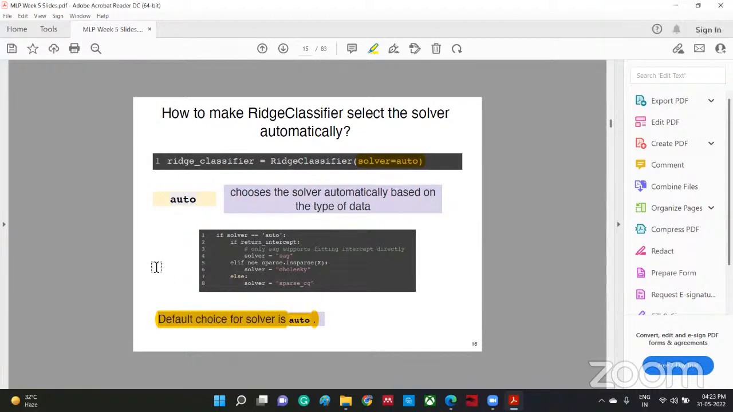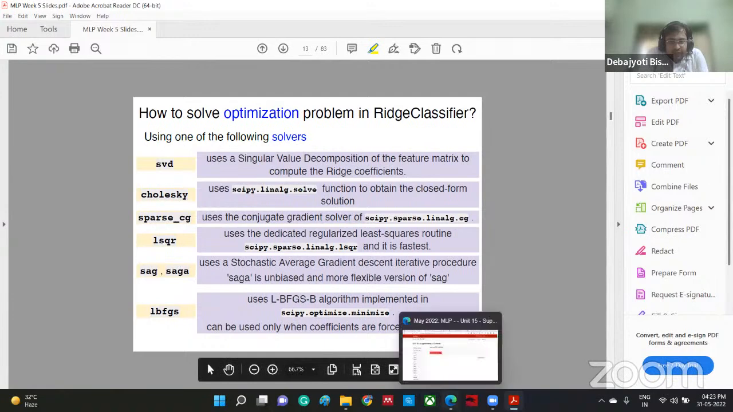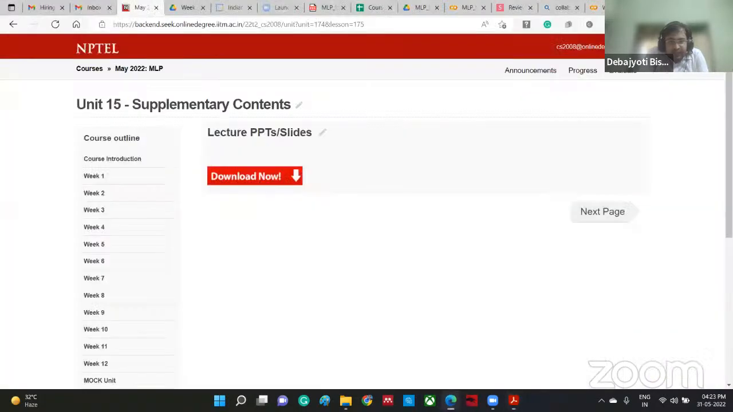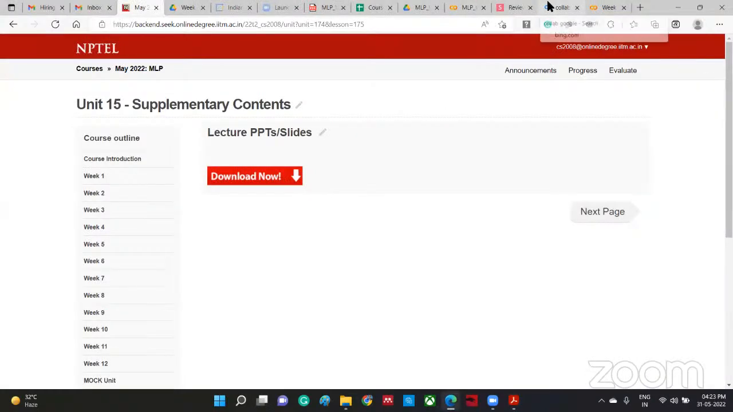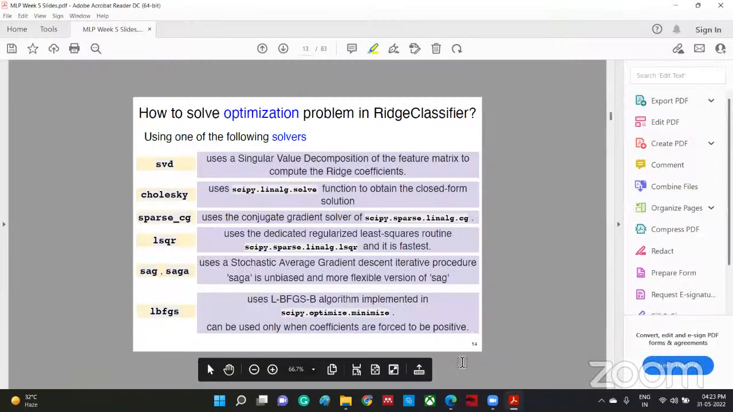Sorry to interrupt, sir. What is basically the function of the solver? The solver solves these optimization problems in the RidgeClassifier. Whatever optimization needs to be done is solved by the solvers. Let's see whether I can find some more details in sklearn. RidgeClassifier, right?